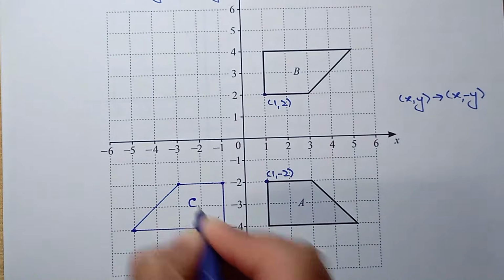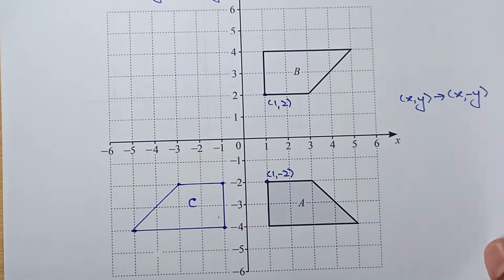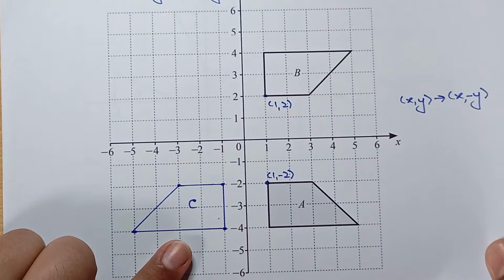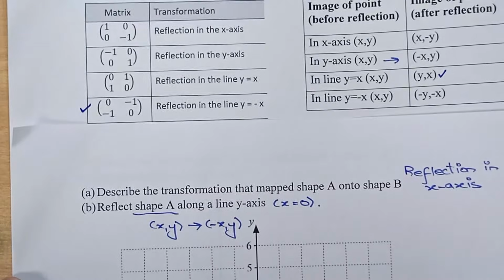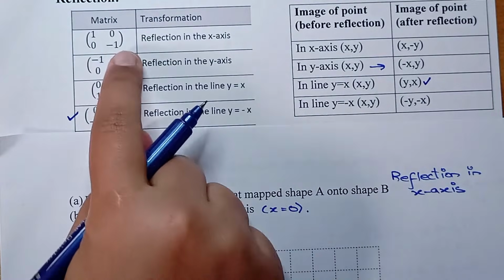So by using the coordinate system, we can easily reflect the given shapes, and the matrix representing this transformation is along the y-axis. So the matrix representing the transformation along the y-axis is -1 0 0 1.